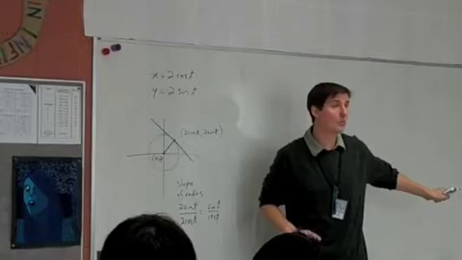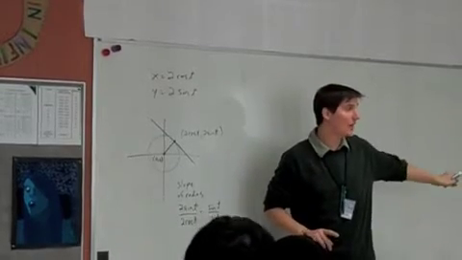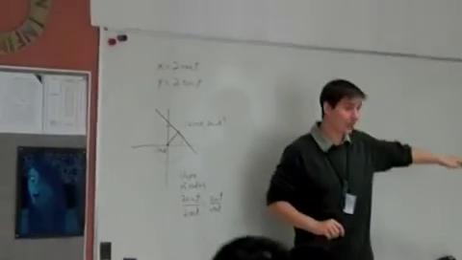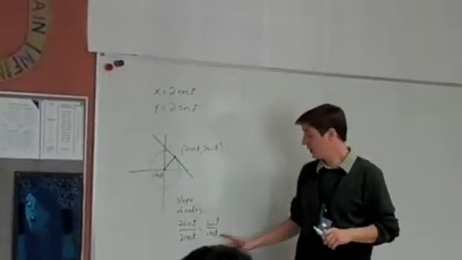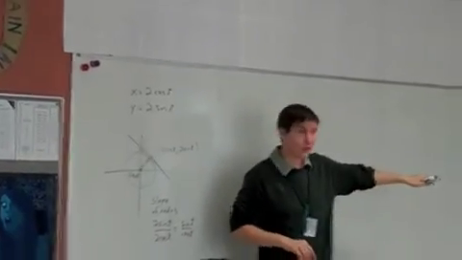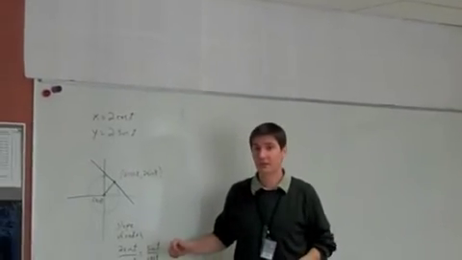Say it together. Everyone practice your trig. What's the sine of 0? 0. The y length of the reference triangle is 0. What's the cosine of 0? What's the x length of the reference triangle? What's 0 over 1? 0.